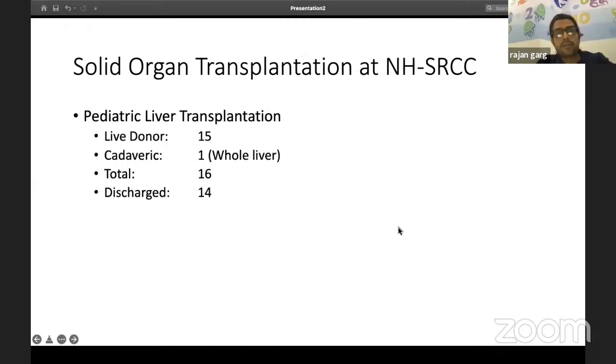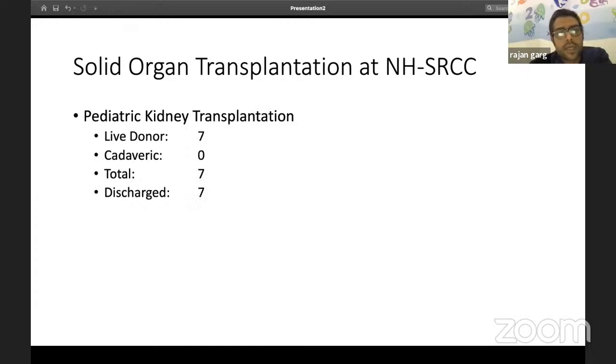So how have we performed in our hospital in cases of solid organ transplants? In pediatric liver transplantation, we have done a total of 16 liver transplants in the last 1.5 to 2 years. 15 were live donor, and one was cadaveric, where the whole liver was used as a graft. Out of 16, 14 have been discharged. So the survival rate has been really good.